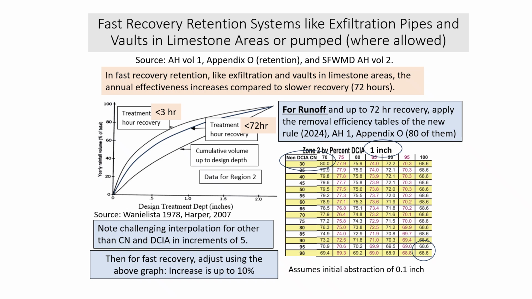An example from the Applicant's Handbook Volume 1 for Rainfall Zone 2 shows this with a treatment rate of 1 inch per day. One point of caution is that interpolating values for curve numbers and directly connected impervious areas that are not in 5-unit increments can be quite challenging. Throughout these calculations, we also assume an initial abstraction of 0.1 inch.